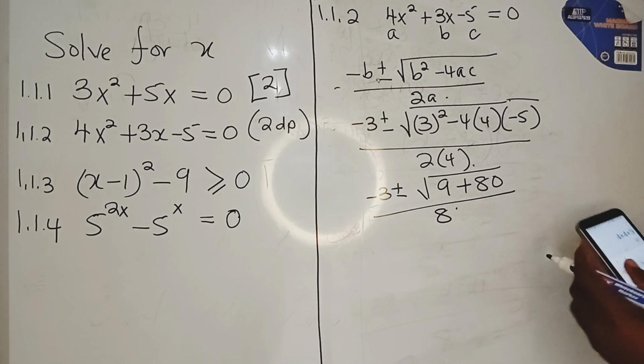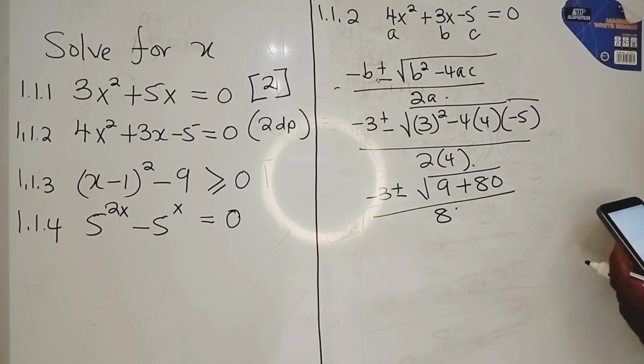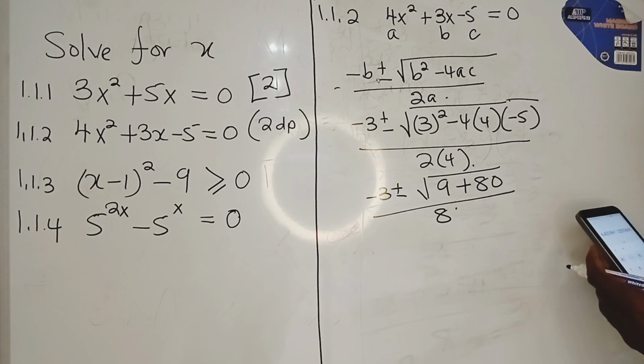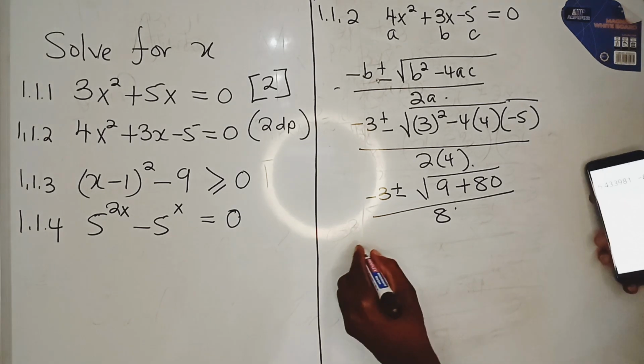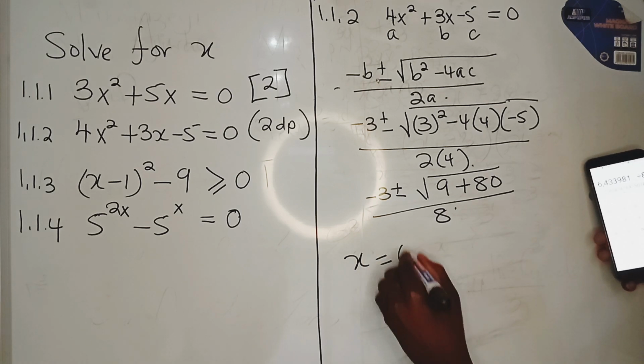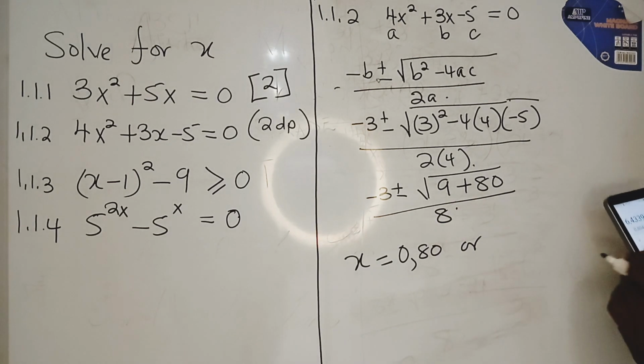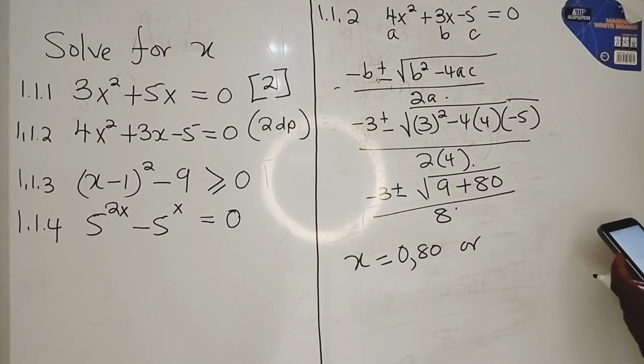So we have minus 3 plus square root of 89 divided by 8. So the first answer is x is equal to 0.80. Or then we take a minus, we just put a minus there: minus 3 minus square root of 89 over 8.